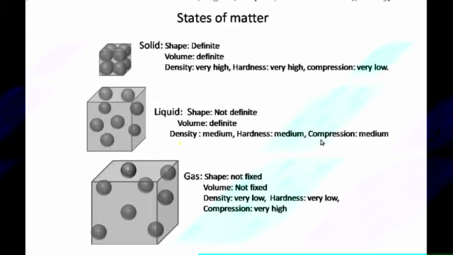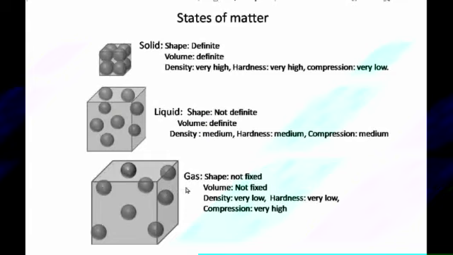Now compression. Compression is when you pressurize it, it can change its shape and it can change its volume. When you apply a good amount of pressure in the liquid, its volume can change a little bit because it has interparticle space. So its compression is, as compared to solid, high.